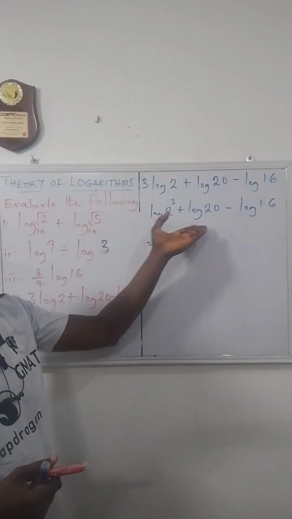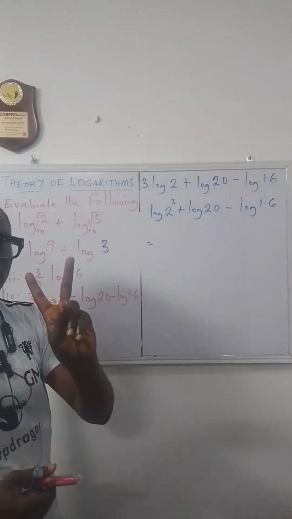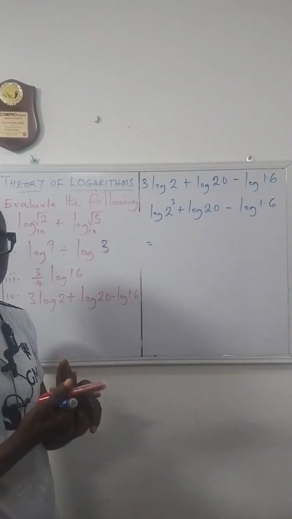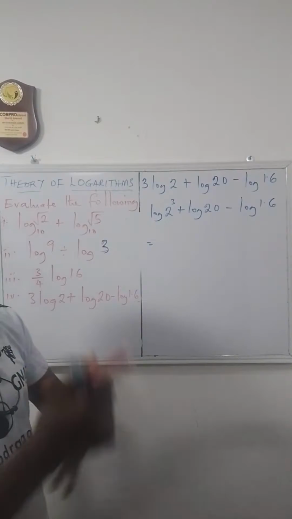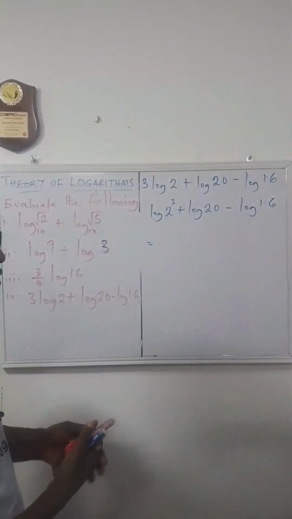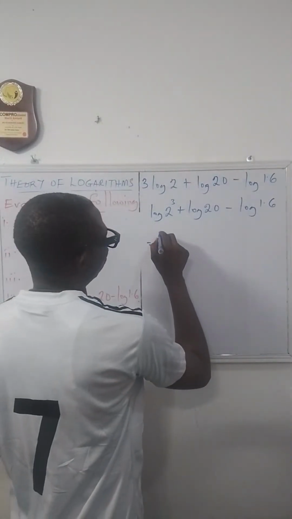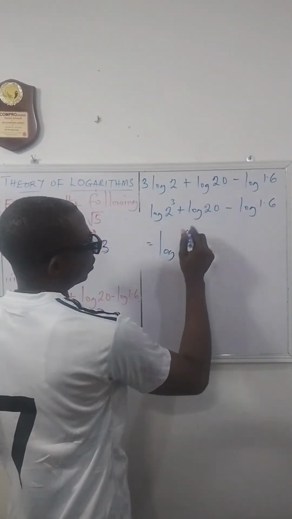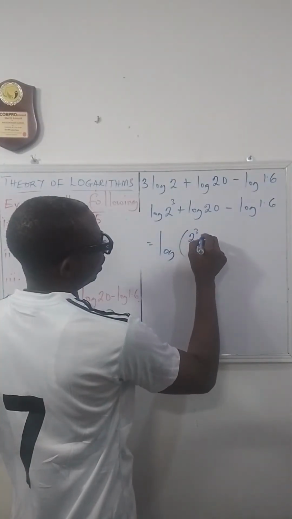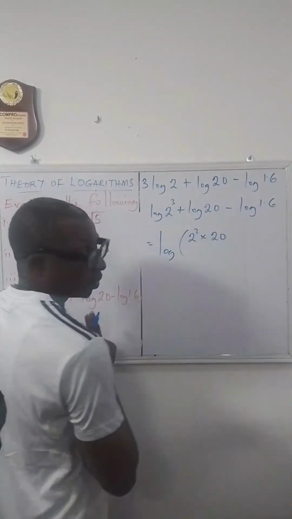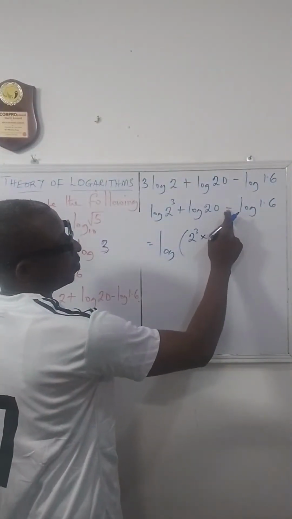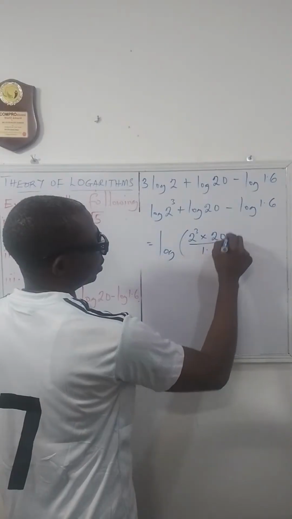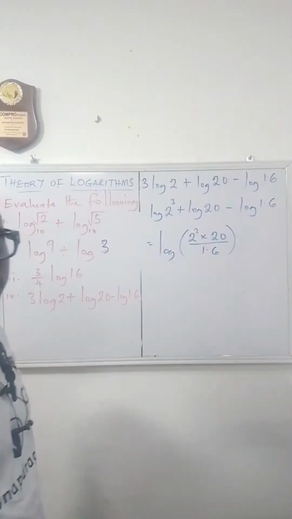I will apply the law of logarithms. So I'm applying two laws, the law of addition and the law of subtraction, which is also the same thing as log multiplication and division. So now I'm writing one single log. So this will multiply this. So we have 2 raised to the power of 3 times 20. Now, since we have minus, it's going to be divided by 1.6. I hope you get that.